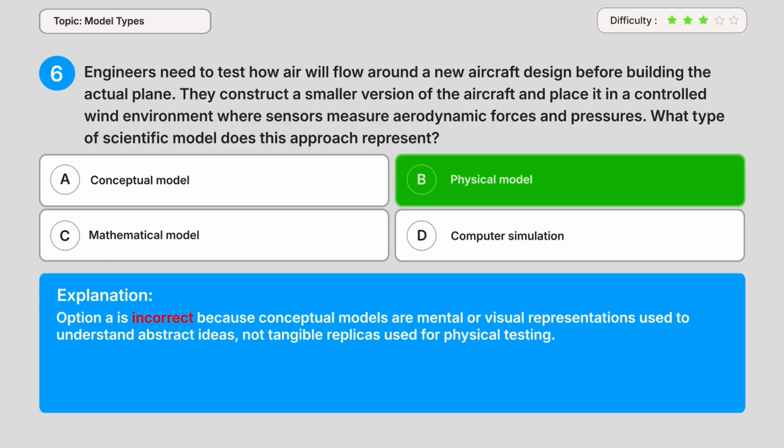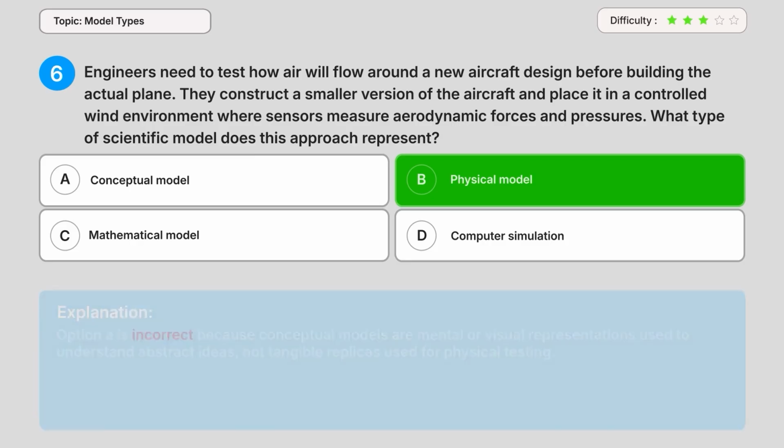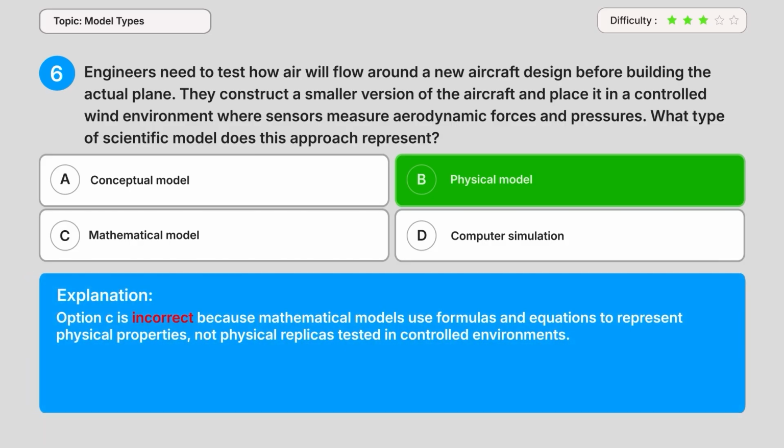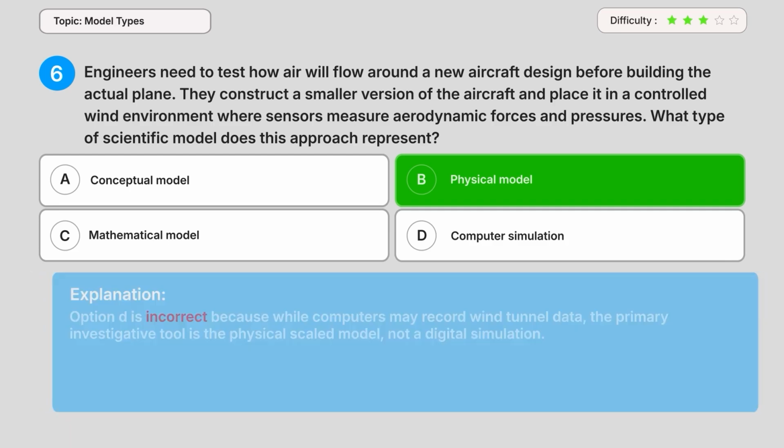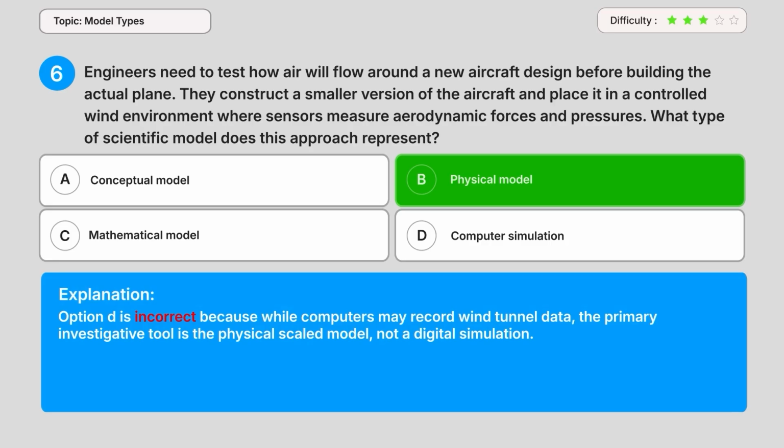Option A is incorrect because conceptual models are mental or visual representations used to understand abstract ideas, not tangible replicas used for physical testing. Option C is incorrect because mathematical models use formulas and equations to represent physical properties, not physical replicas tested in controlled environments. Option D is incorrect because while computers may record wind tunnel data, the primary investigative tool is the physical scaled model, not a digital simulation.